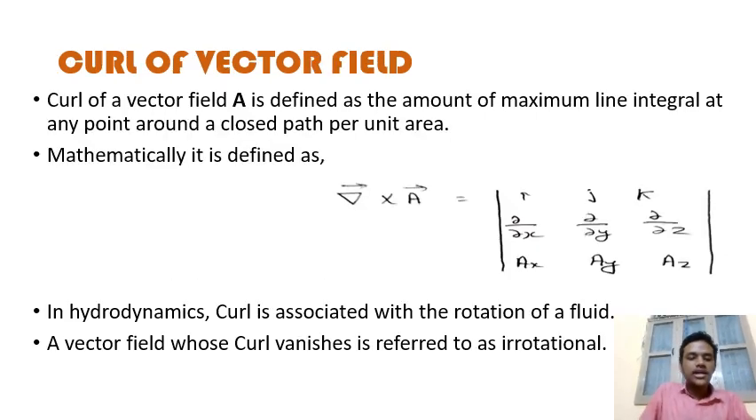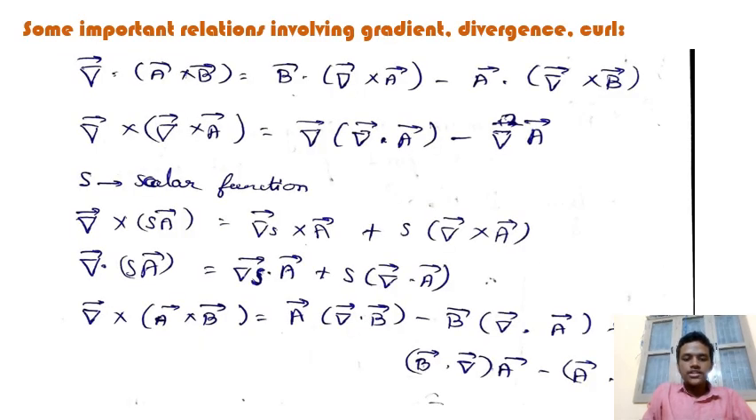Next, we need to know about curl of a vector field. Curl of a vector field is defined as the amount of maximum line integral at any point around a closed path per unit area. In hydrodynamics, it is usually associated with the rotation of a fluid. A vector field whose curl vanishes is referred to as an irrotational field. Mathematically, it is the cross product of del operator and the vector field. These are some important relations involving gradient, divergence, and curl. The first one and the fourth one are going to be used in the next few concepts.